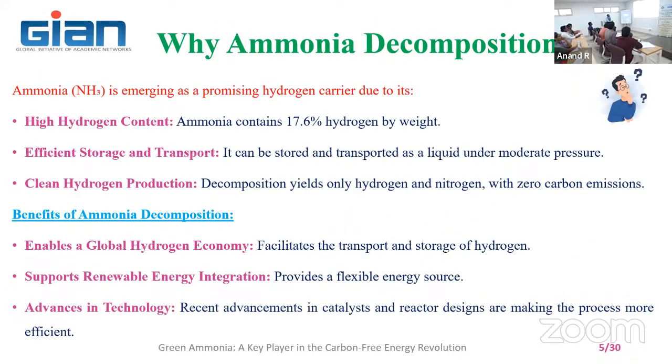Ammonia is emerging as a promising hydrogen carrier due to the following advantages. Ammonia contains 17.6% hydrogen by weight, so it allows efficient storage. Compared with storing hydrogen in metal hydrides, solid state storage, gaseous state or liquid state, ammonia holds about 17.6% hydrogen.